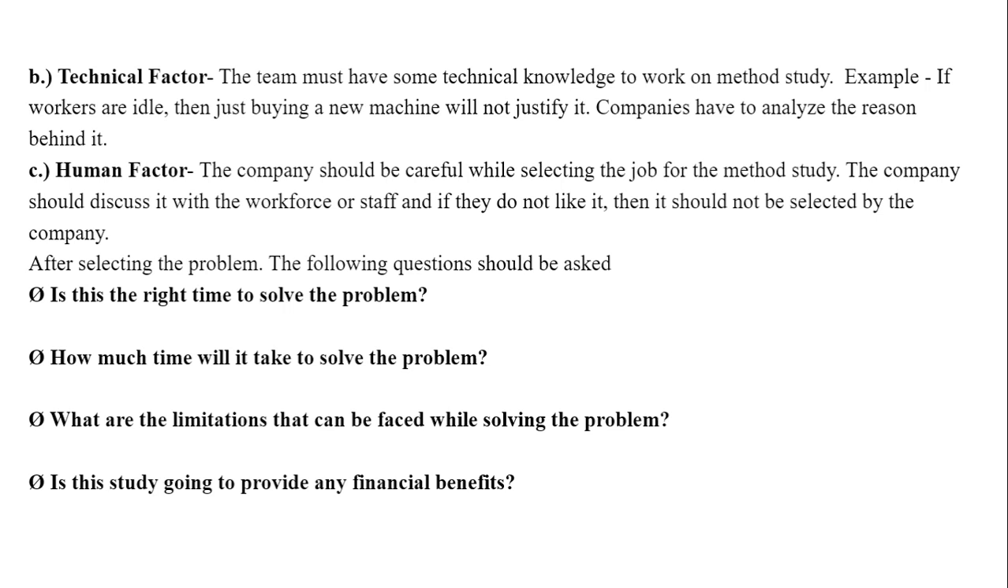And after selecting the problem, the following questions should be asked: is this the right time to solve the problem? How much time will it take to solve the problem? What are the limitations that can be faced while solving the problem? And is this study going to provide any financial benefits or not?